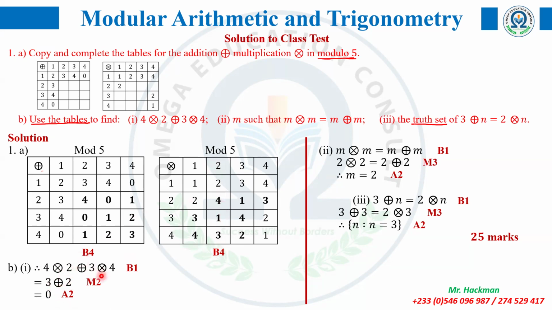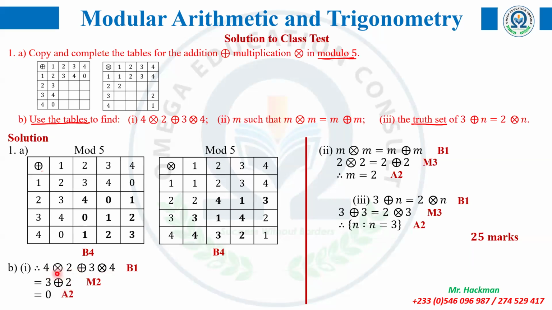Then you bring your plus, and you come and do 3 times 4. Remember, we are dealing with the multiplication. So 3 times 4 gives us 2. So that is what you also write here. So your first step here, you extracting will be B1. Your first step here will be M2, and that should be this.